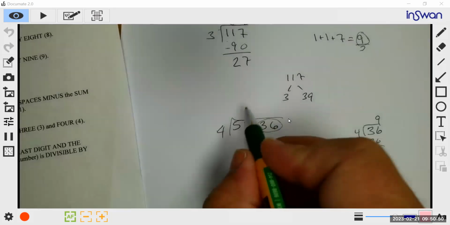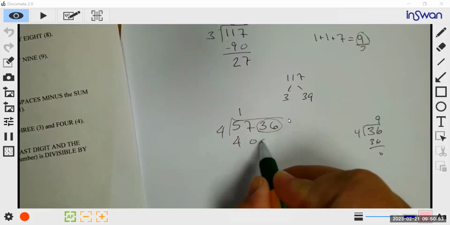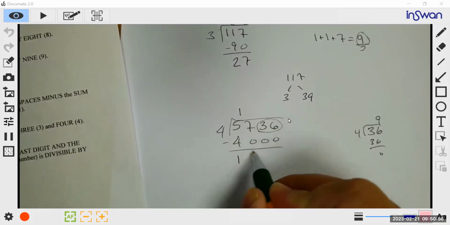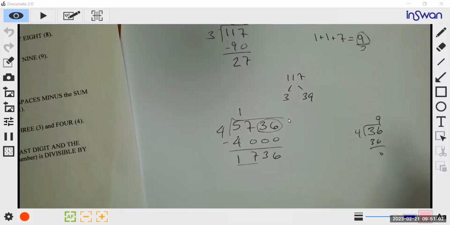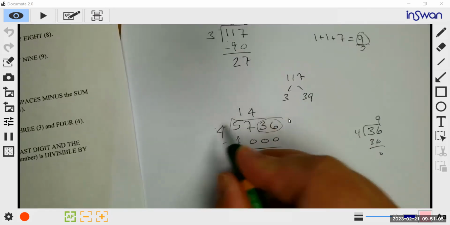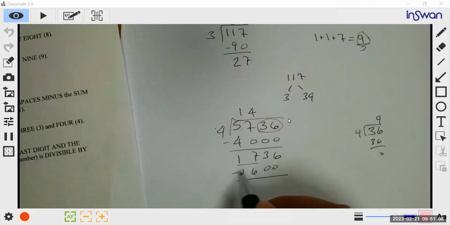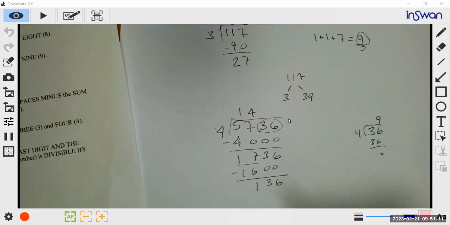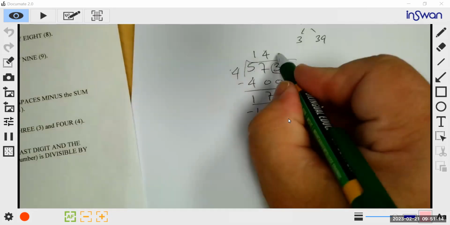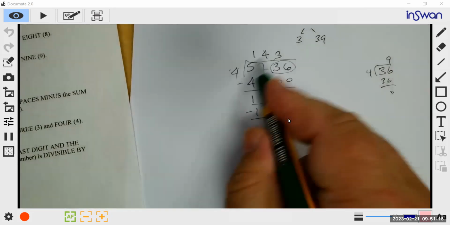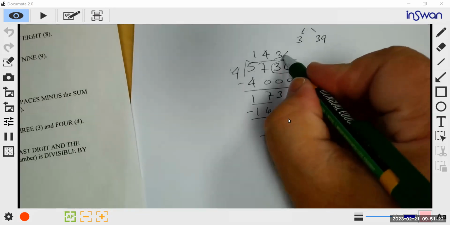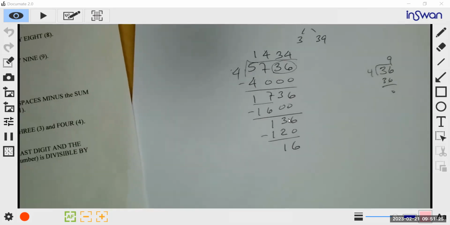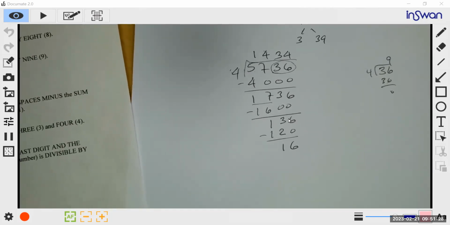4 goes into 5 how many times? Subtract them. Bring everything else down. 4 goes into 17. 4 times. 4 times 4 is 16. 4 goes into 13. 3 times 4 is 12. And 4 goes into 16 4 times. So you don't have to waste your time. More importantly, you don't have to use your calculator.